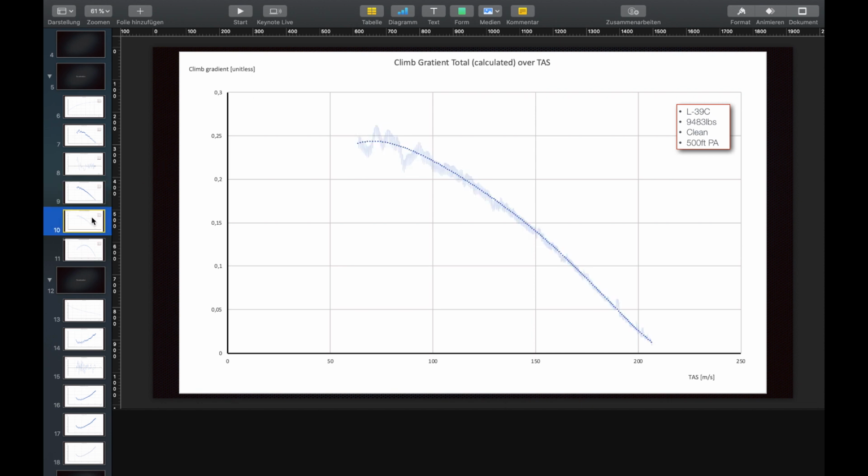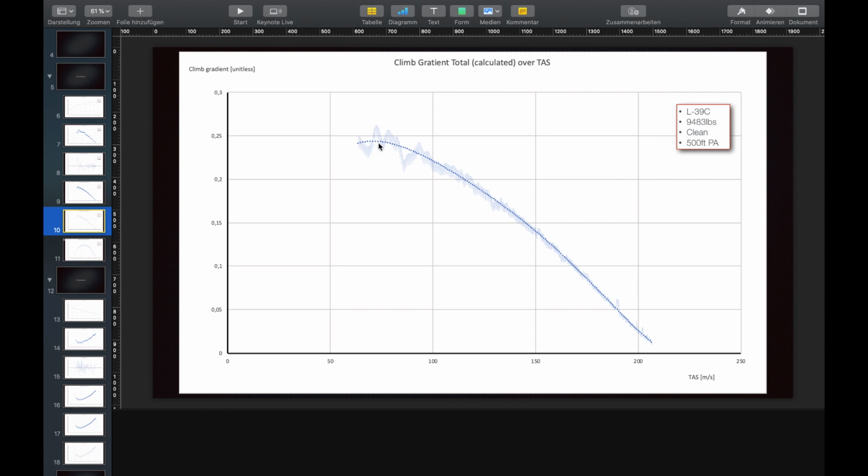The next thing I did was I basically asked Excel, hey, please give me a function that describes this curve as best as you can. And what it came up with is a sixth order polynomial, which is good enough for me to get the shape that I wanted. It's a very smoothed out curve version, and this is exactly the curve that I expected to get, which is perfectly fine. So what it tells me is if you want to achieve the maximum climb gradient, you can achieve it at a speed of about 65 meters per second. Keep in mind that is for an L39C at this weight in clean configuration very close to the ground.